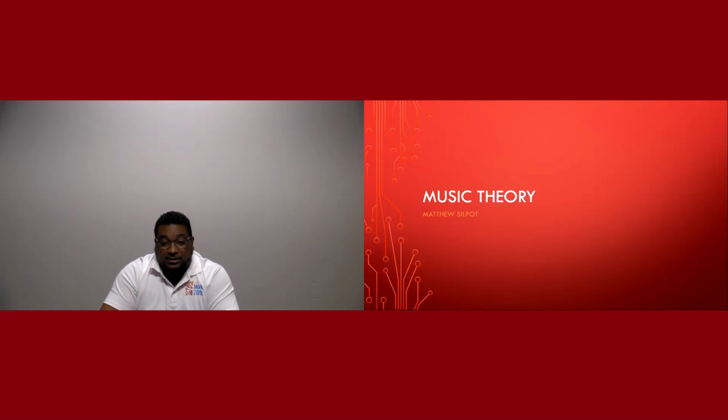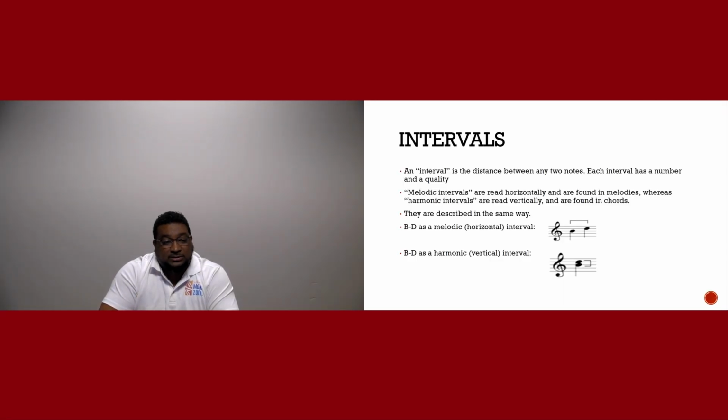The first thing is that an interval is a distance between any two notes, usually. People say a distance between point A and point B. Each interval has a number and a quality. We have melodic intervals and harmonic intervals. Melodic intervals are read horizontally and are found in melodies, as the name suggests, whereas harmonic intervals are read vertically and are found in chords. They are described in the same way.